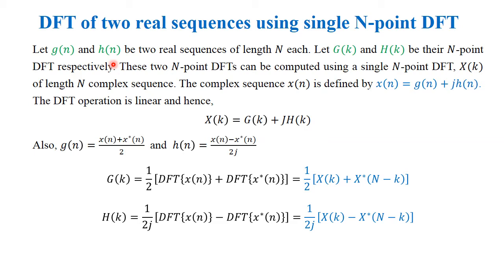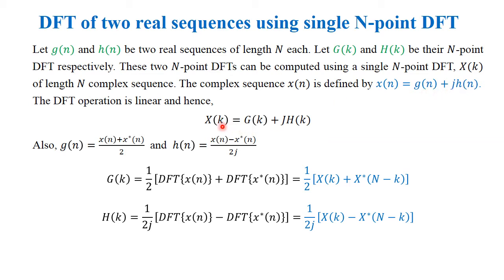So for that we are going to discuss the procedure. Starting with the first step, we take the complex sequence x of n. That means we combine the sequences g of n and h of n to create one sequence. So the first step is to generate the sequence x of n by using the representation x of n equals g of n plus j h of n.